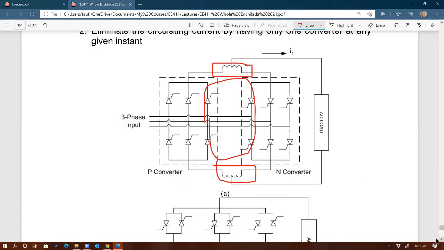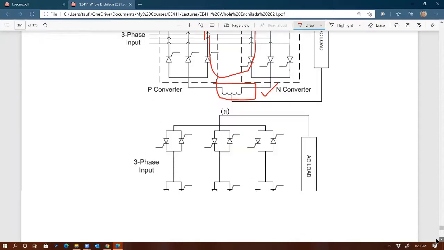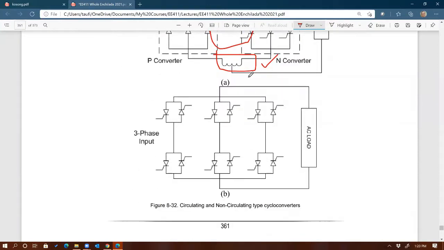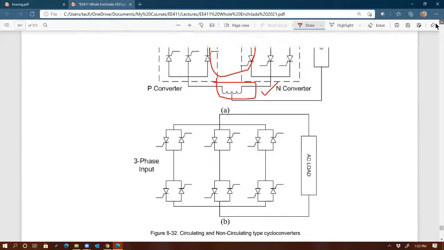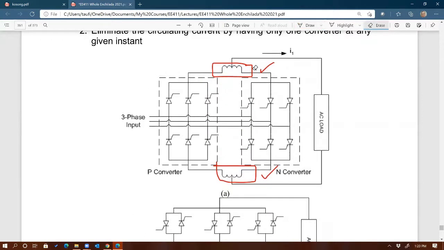Then in order to improve this, because this is going to be costly as well as lossy, we use what we call a non-circulating cycloconverter, such as this one. The difference between the two, besides the reactor, of course, is that in the first type, the circulating type, those thyristors that you see are not always on, sorry. Those two converters, the P converter and the N converter, are always operated at the same time.